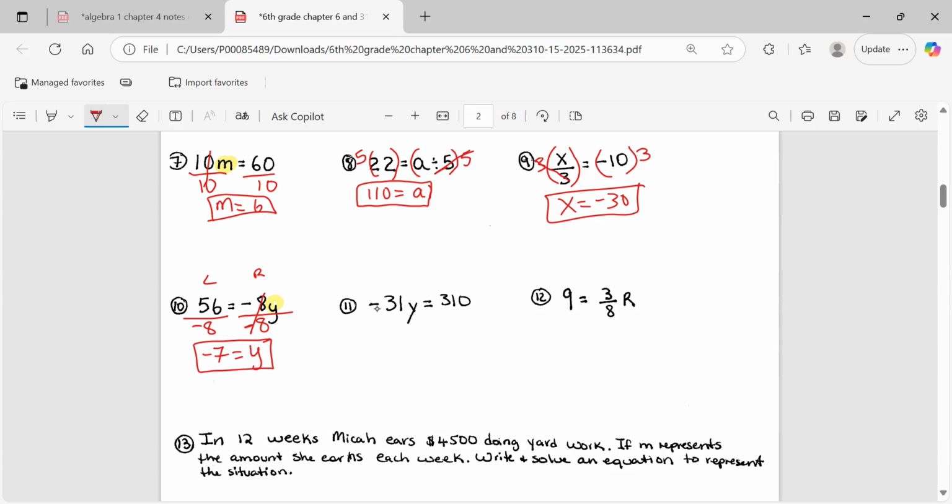Number 11, we have negative 31 times y equals 310. So the opposite of multiplication again is division. I divide both sides by negative 31. That's what cancels that out so that y is by itself. And 310 divided by negative 31 should be negative 10.